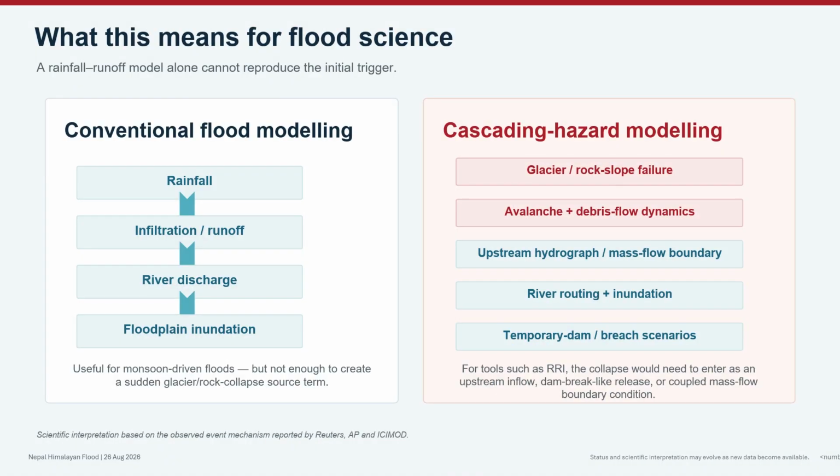This disaster is important for flood modeling. A conventional rainfall runoff model can simulate rainfall, runoff, river discharge, and floodplain inundation. But rainfall alone cannot reproduce the initial glacier and rock collapse. Models such as RRI would therefore need an additional upstream inflow or mass flow boundary representing the collapse-generated flood wave. For accurate assessment, hydrology, debris flow processes, river routing, and possible dam break scenarios need to be considered together.